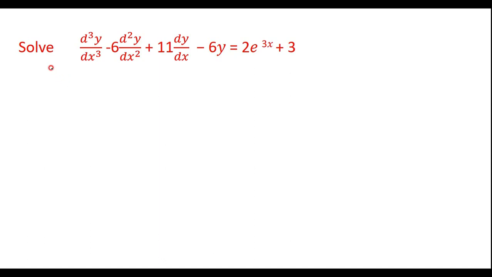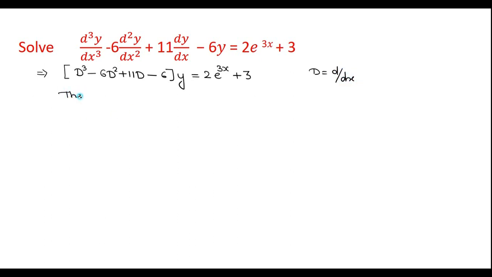Let's take one more example. This given equation, we'll write it with the operator D. So it is D cube minus 6D square plus 11D minus 6 of y is equal to 2 e raised to 3x plus 3. Write the auxiliary equation. Here this operator D will be d by dx. The auxiliary equation is given by m cube minus 6m square plus 11m minus 6 equal to 0.